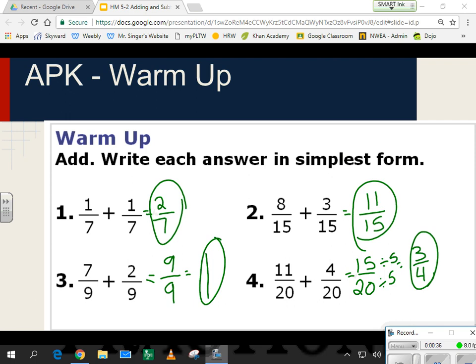Here are the answers you should have gotten. For number 1 and 2, they're already in simplest form when you add them together. For number 3, 9/9, I had to change to 1 whole. And for 4, I had 15/20, and I changed that to 3/4 by dividing both by 5. Hopefully you got all 4 correct. Give yourself a pat on the back if you did. And let's move on to today's new stuff.